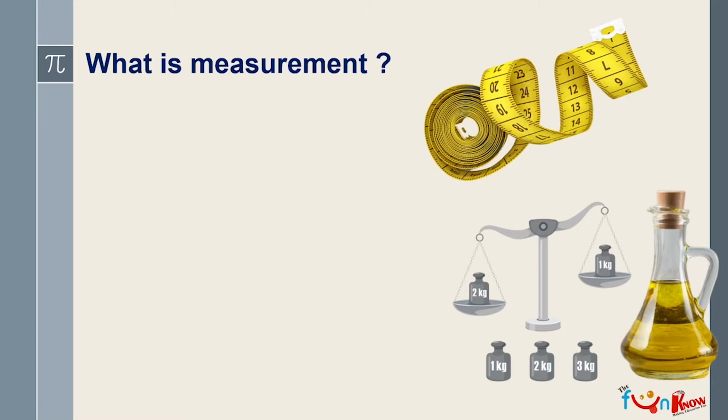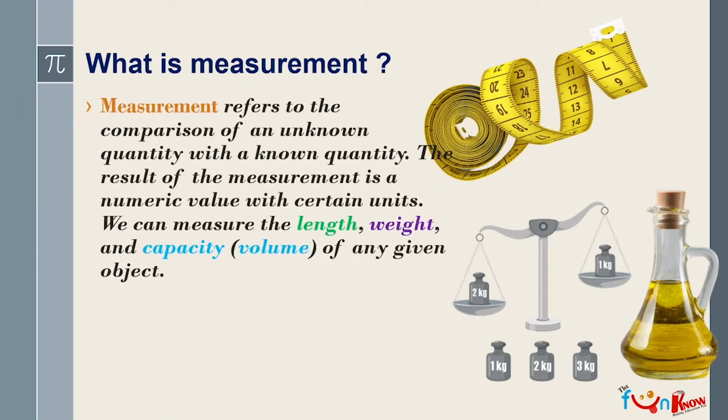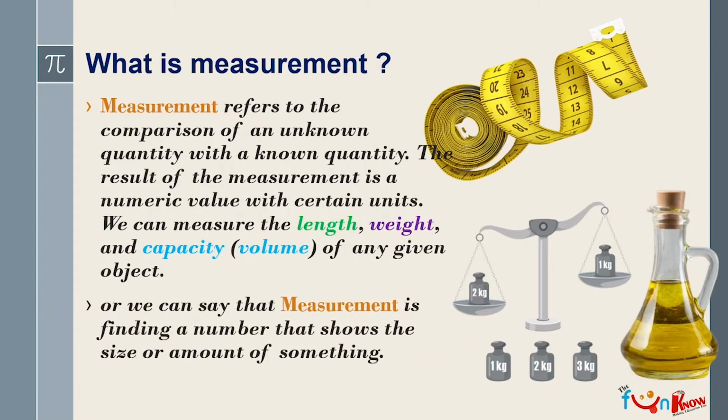Yes, what is measurement, students? Measurement refers to the comparison of an unknown quantity with a known quantity. That means one quantity you know very well, that is 1 kg, and then you're comparing it with another quantity. If this is double the earlier quantity, you can say 2 kg. If it is triple, then you can say 3 kg. So, one known quantity you already have, and then you are just comparing the known quantity with an unknown quantity. That is known as measurement. The result of measurement is a numerical value with certain units.